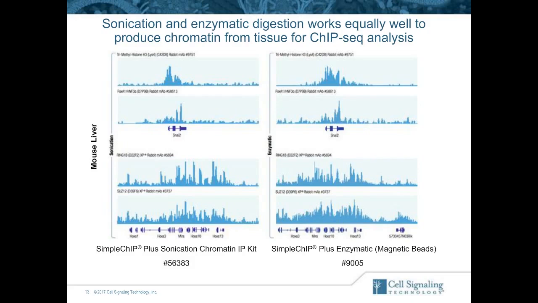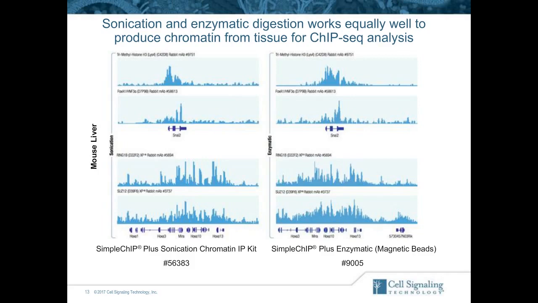In the top 2 panels, we're looking at enrichment of trimethyl lysine 4 and the FOXA1 transcription factor. And here we see very similar enrichment patterns using both enzymatic and Sonication, as we would expect. At the bottom, we're looking at enrichment of Ring1B and SUZ12 here at the HOXA loci. And again, we see very nice enrichment of both polycomb repressive complex 1 and 2 containing these factors at these loci.